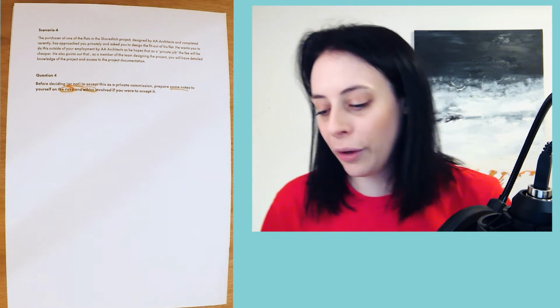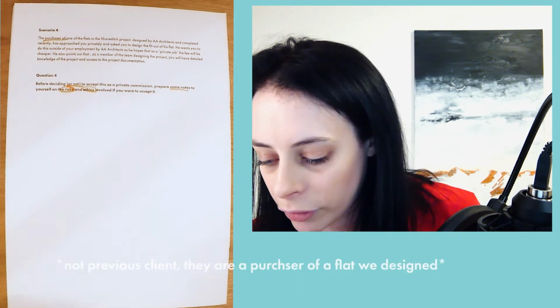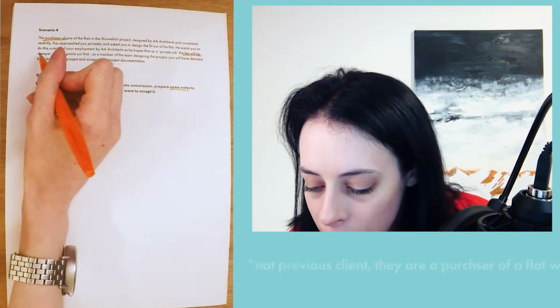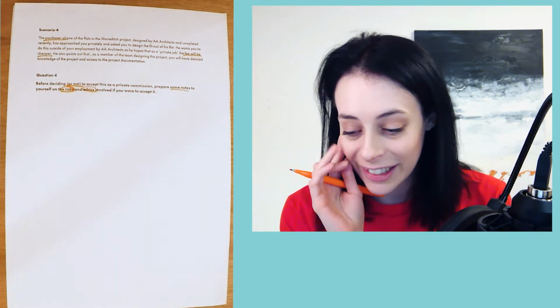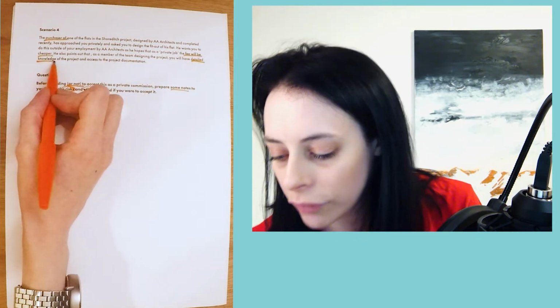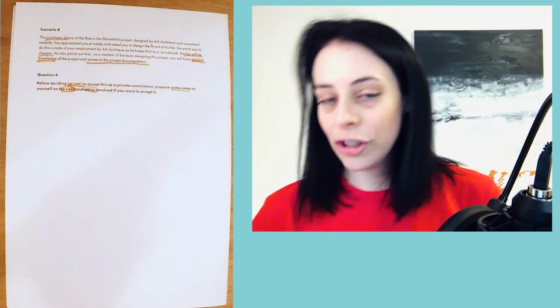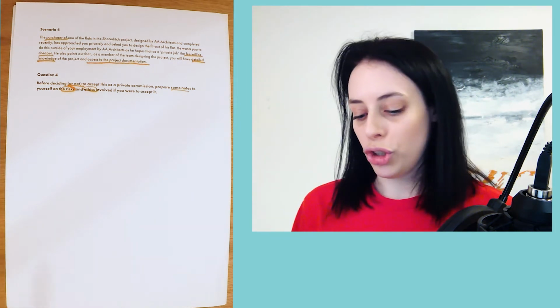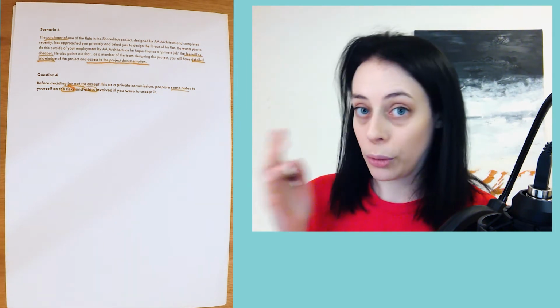Okay, so what do we know of this? This person is a previous client of ours. They're a purchaser of one of the flats. He said the fee will be cheaper. That's the key thing here in the scenario. Is that true or no? We'll talk about that in a minute. And he also points out that as a member of the team designing the project, you will have detailed knowledge of the project and access, clearly that's quite important, to project documentation. So that's the presumption he's coming to you with. Is that a relevant presumption or no?